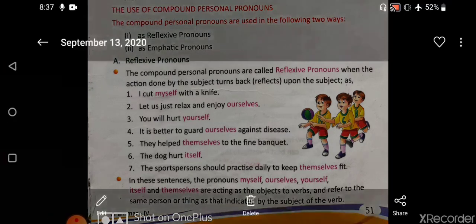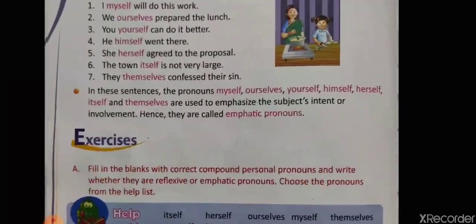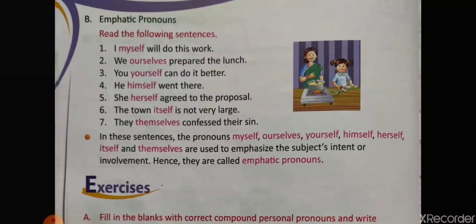Similarly, coming to the next type, that is the emphatic pronoun. In these sentences, the pronouns myself, ourselves and so on are used to emphasize the subject's intent or involvement. So what does this mean? That in these kinds of sentences, the subject is involved itself, right? In these sentences, all the things are done by the subject only. Let us read the examples, then you will understand.